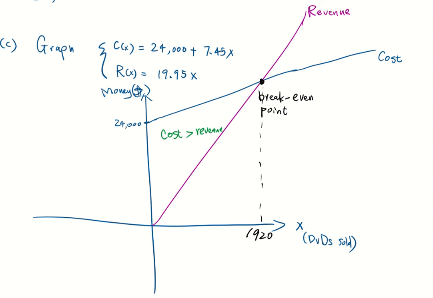And to the left of the break-even point, the cost is greater than the revenue. And the gap in between the two lines will be the loss. And to the right of the break-even point, we can see the revenue is greater than the cost. And the gap in between the two lines will be the profit. So the company needs to sell 1,920 DVDs or more each month to make a profit.